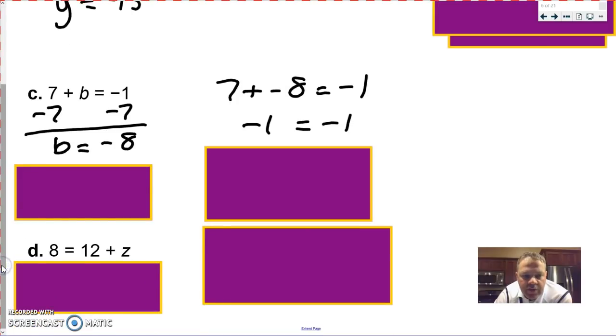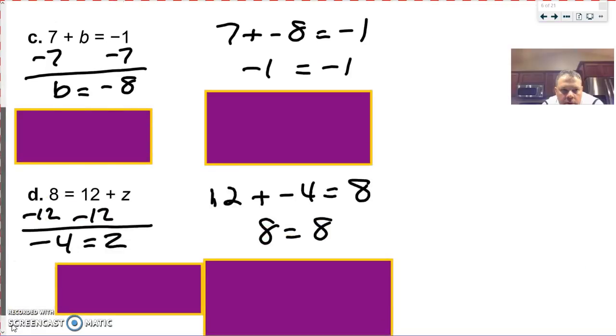Please try this last problem on this page. Pause the video and come back when you're ready for the answer. As you can see in this problem, I had 12, so I needed to subtract 12 from both sides. 12 minus 12 gives me nothing, so I just have z. 8 minus 12 or plus negative 12, these are different signs. I subtract, I get negative 4. 12 plus negative 4 is 8. 8 equals 8.